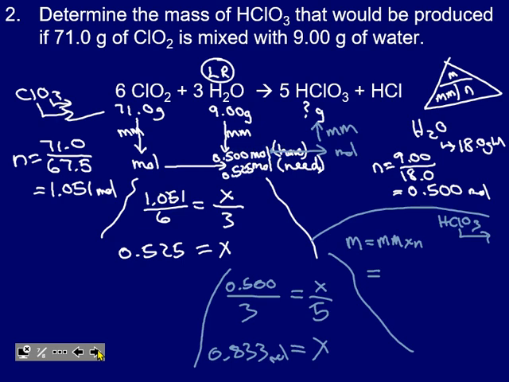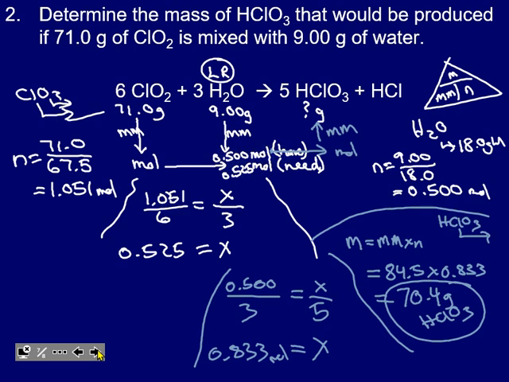Montana, what do you have for a molar mass? 84.5 grams per mole times 0.833. And what do you have for an answer for that? 70.4 grams of HClO3. All right. There's our final answer. Okay? That's a limiting reagent problem.